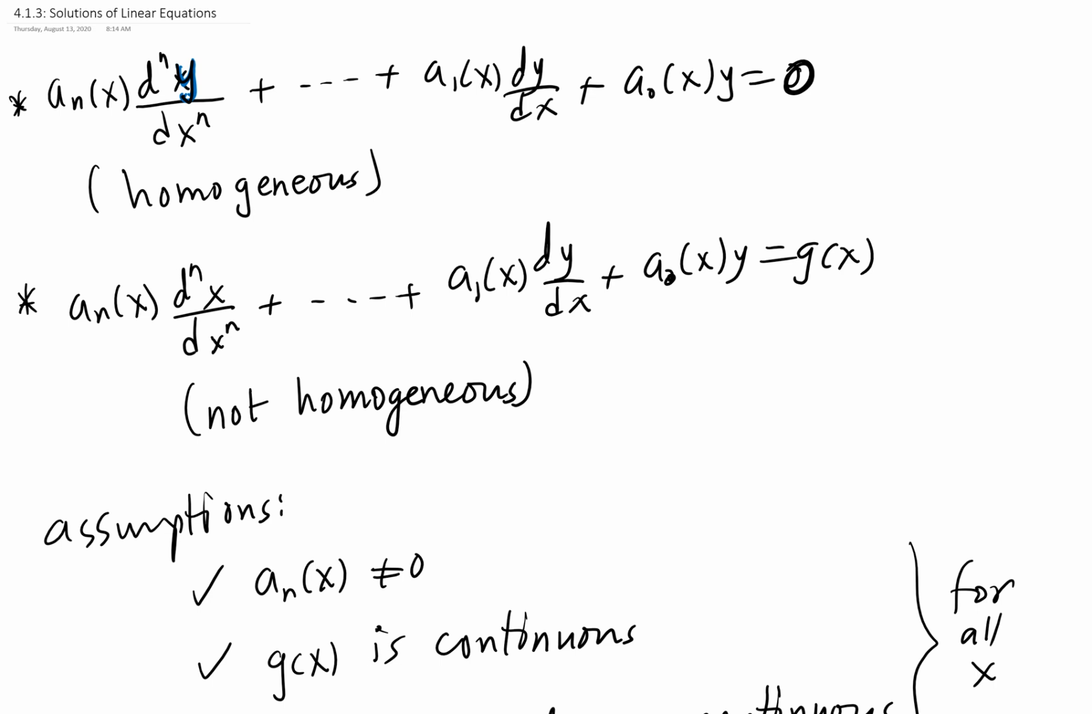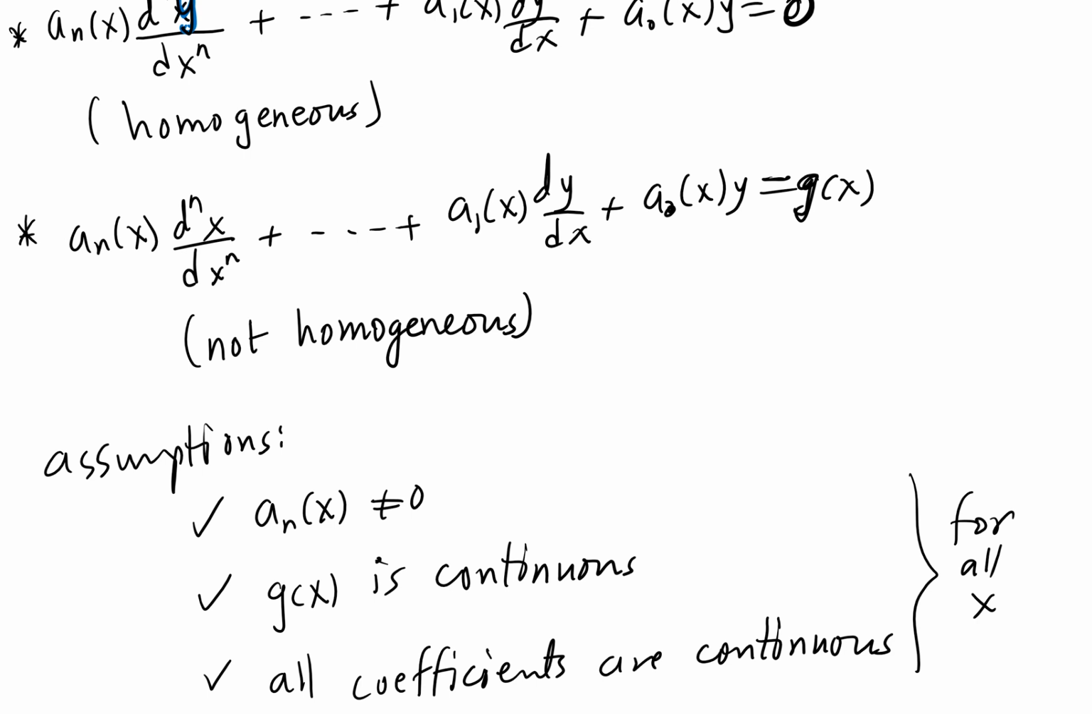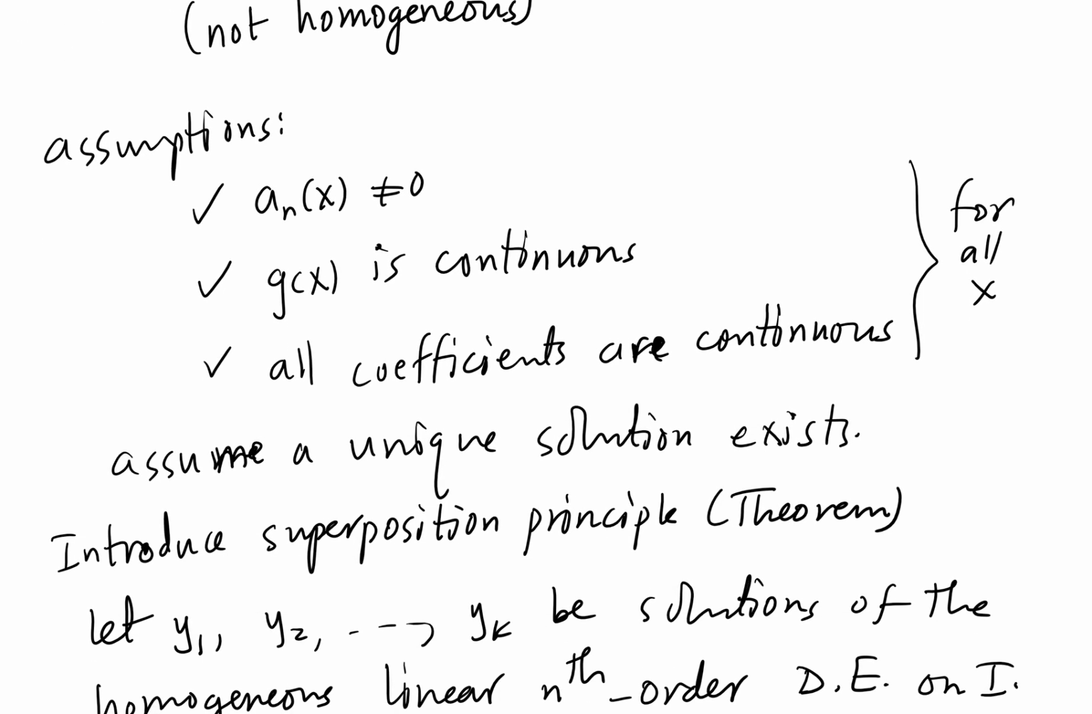But if it's equal to a function g of x, a function in x, it is called a non-homogeneous differential equation. So this is called homogeneous or non-homogeneous, based on three conditions: the leading coefficient a_n(x) is not 0, g(x) on the right side is continuous, and all the coefficients on the left side are also continuous for all x. So assume this has a unique solution and it exists.